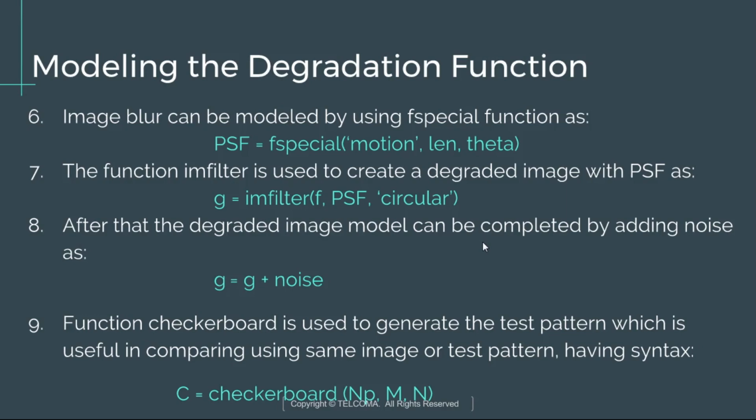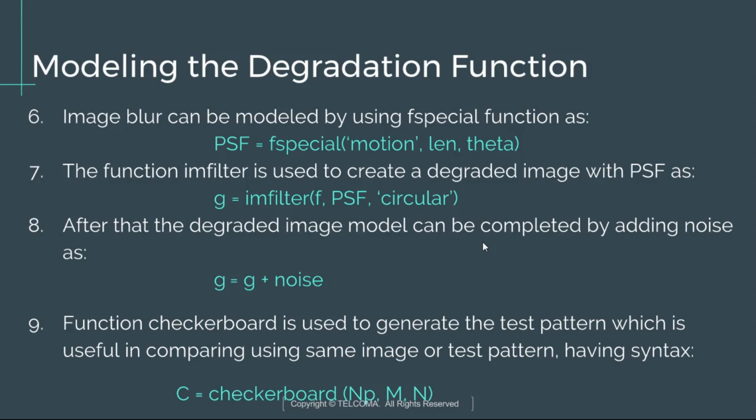Image blur can be modeled by using the fspecial function as PSF = fspecial('motion', len, theta). This call to fspecial returns a PSF that approximates the effects of linear motion of a camera by len pixels. Parameter theta is in degrees, measured with respect to the positive horizontal axis in a counterclockwise direction. The default values of len and theta are 9 and 0 respectively. These settings correspond to motion of 9 pixels in the horizontal direction.